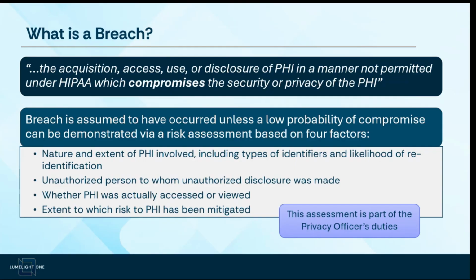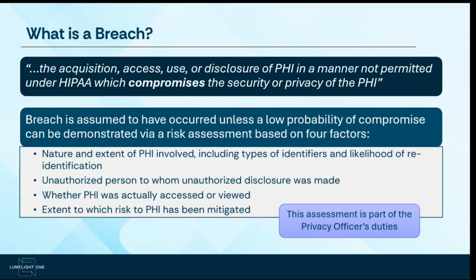Those four factors are the nature and extent of PHI. Consider whether the PHI is sensitive financial information, for example, credit card information, or sensitive clinical information, for example, medical diagnosis or history, the level of detail in the PHI, and whether the PHI could be used by an unauthorized recipient in a manner adverse to the individual. Second, the unauthorized persons who received PHI. Does this individual also have an obligation to protect PHI?